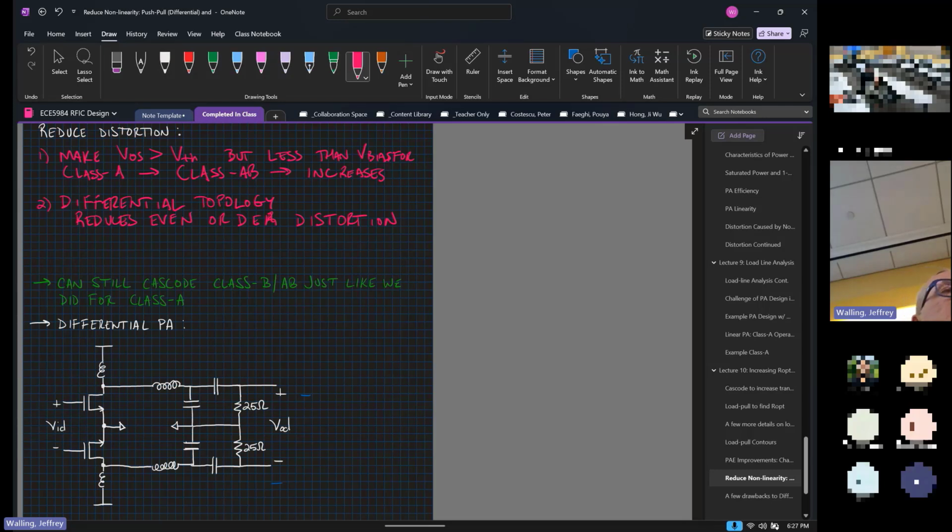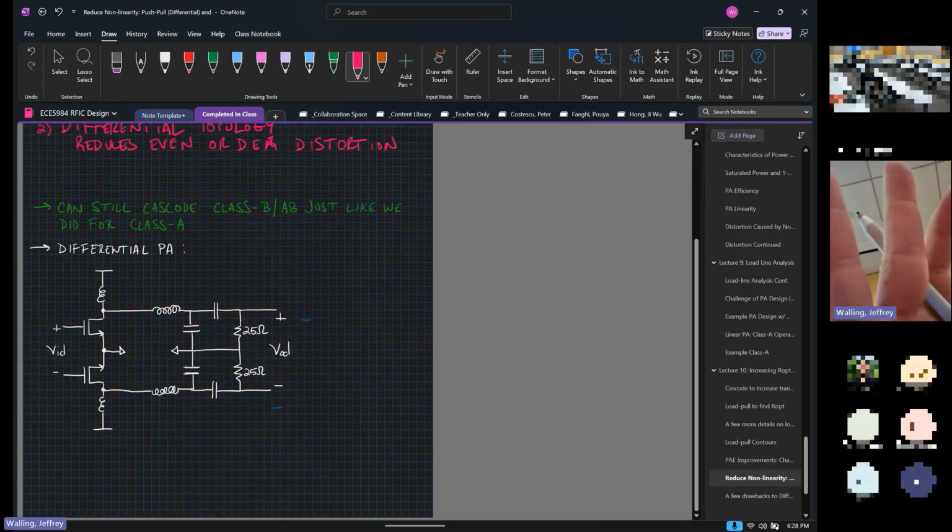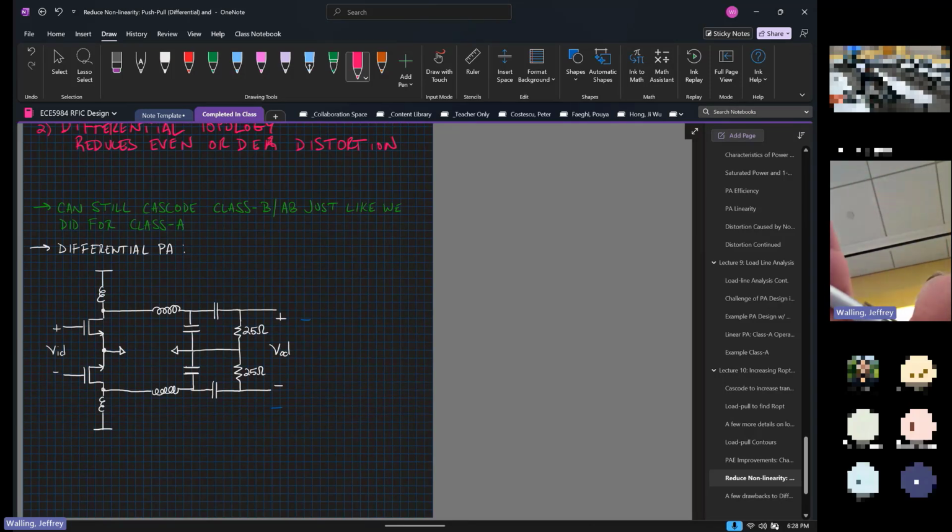But generally, class AB amplifiers are considered to be more linear than class B amplifiers are. And it really kind of just depends upon how we're using them. All right, now, just like with any of the other technologies, we can still cascode. With the differential topology, we can do class B or class AB. So all of the options are on the table. Yes, Rohit.